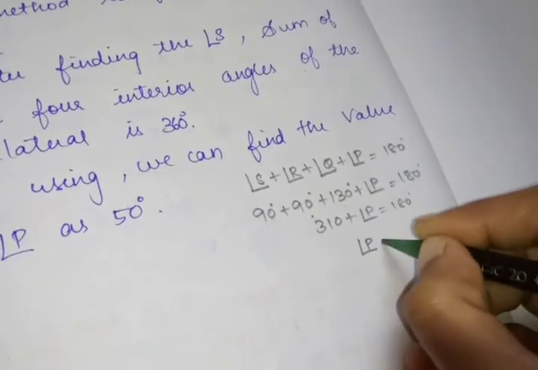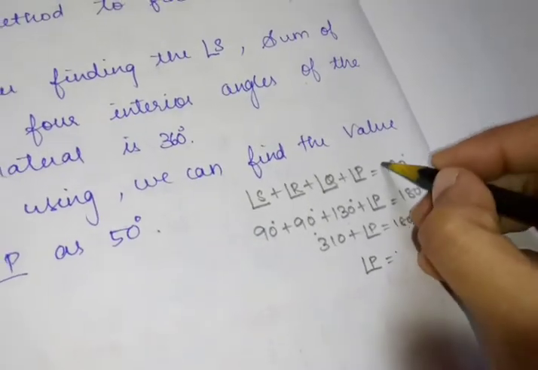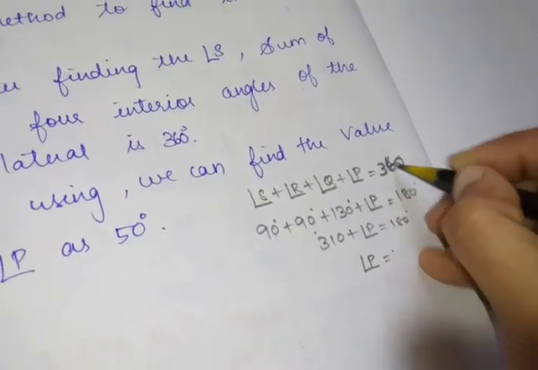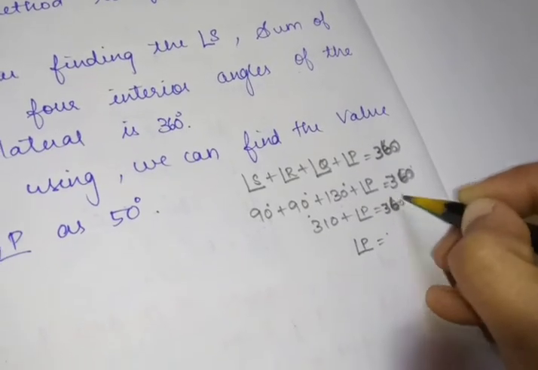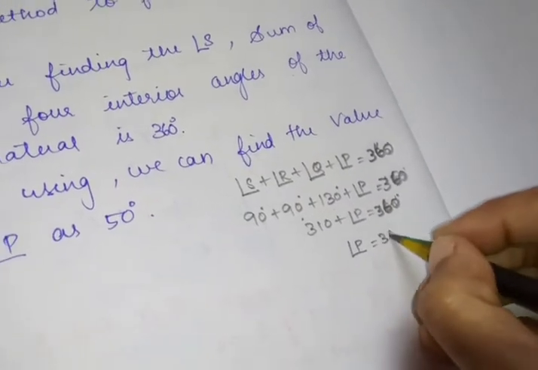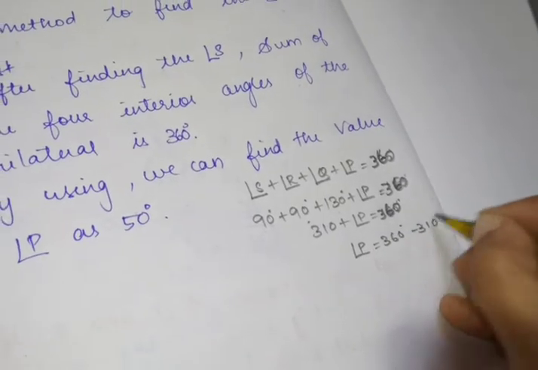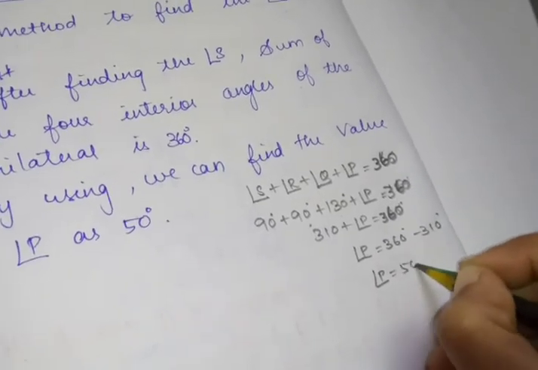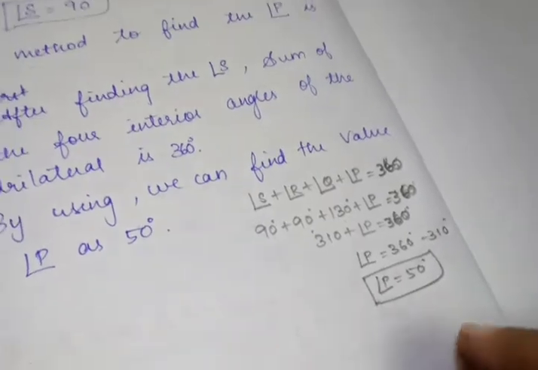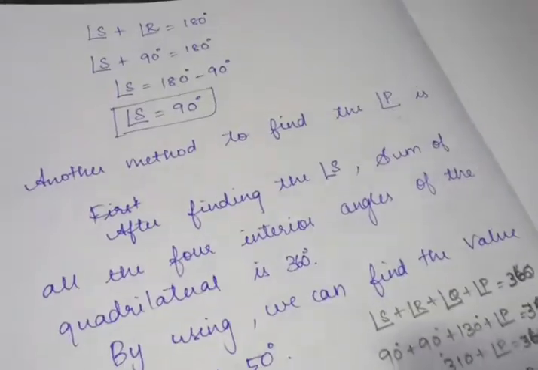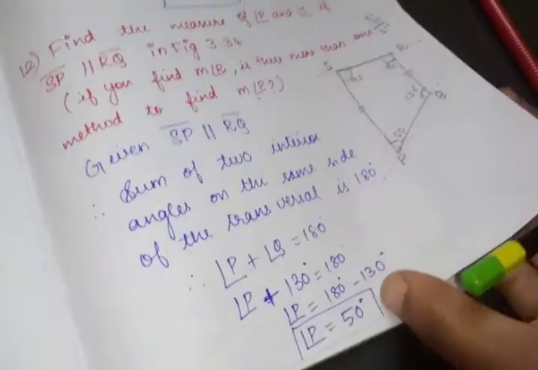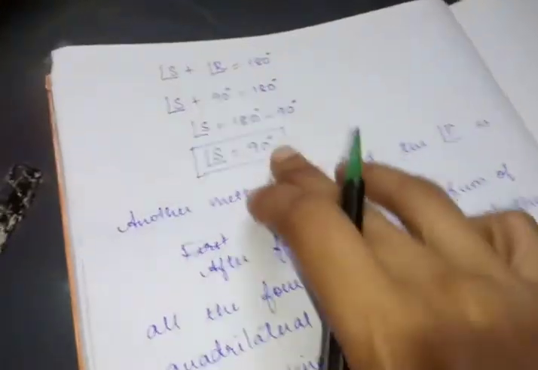Sorry, children, it is not 180, it is 360. Angle P is equal to 360 minus 310. Angle P is equal to 50 degrees. So this is one of the methods to find the angle P. This is very easy. By using the transversal rule itself, we can find the value of angle P as well as angle S.